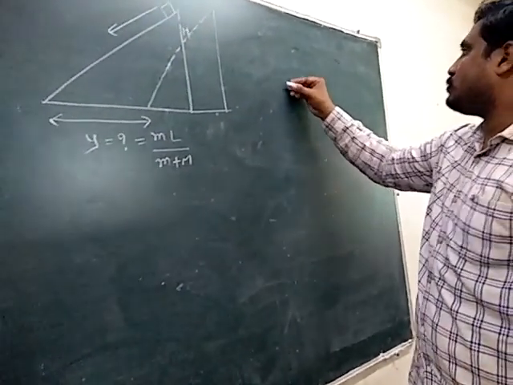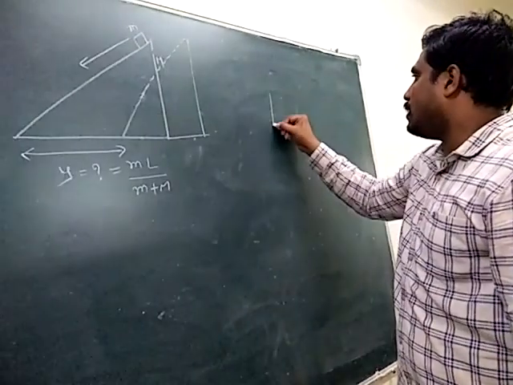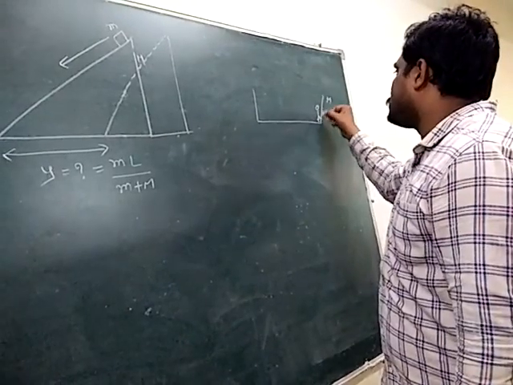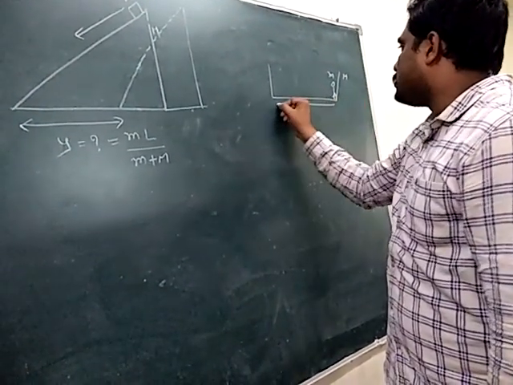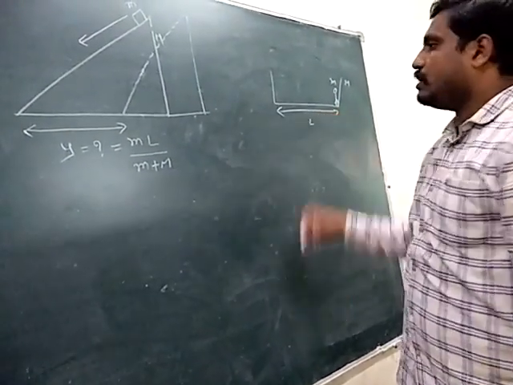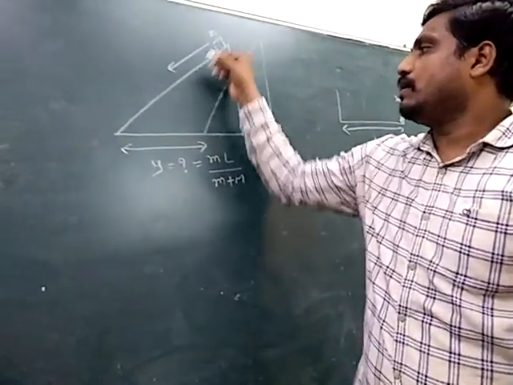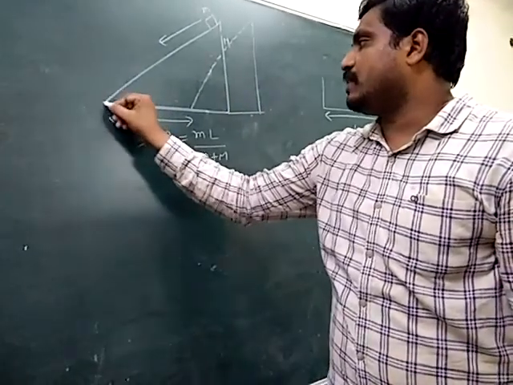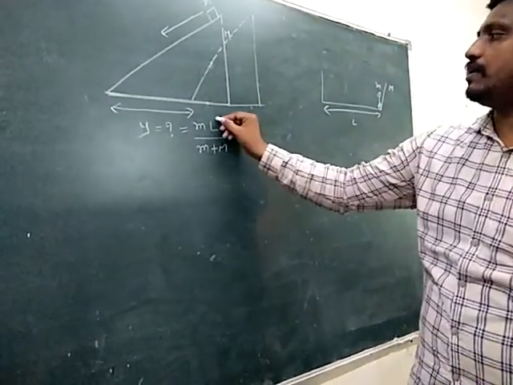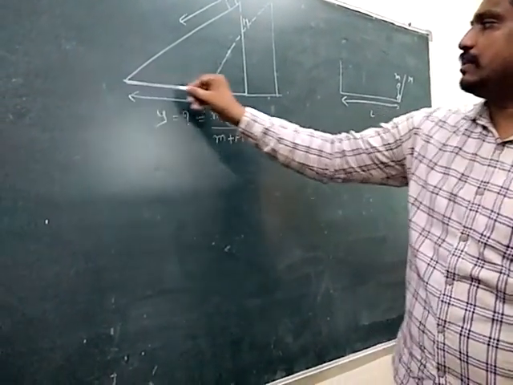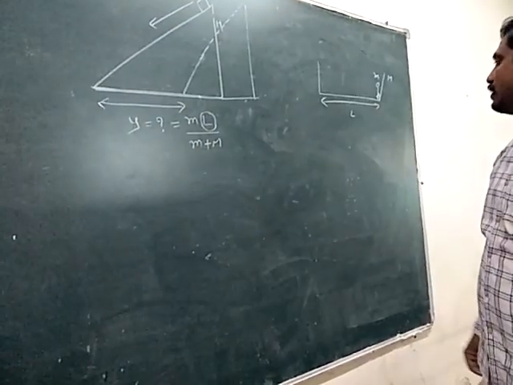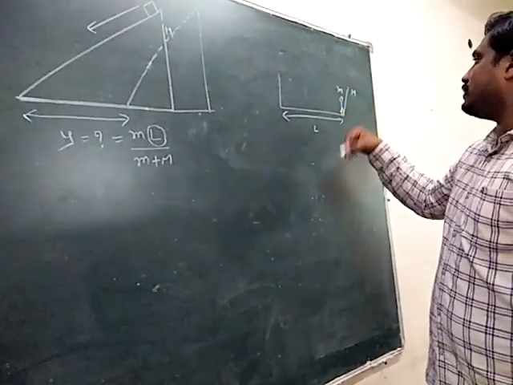Okay, next question. This is the boat. Boat mass capital M, boy mass small m. The boat length is L. Here also, the length of the inclined plane is L. Here L means this length, the wedge length. Here also the boat length is L.